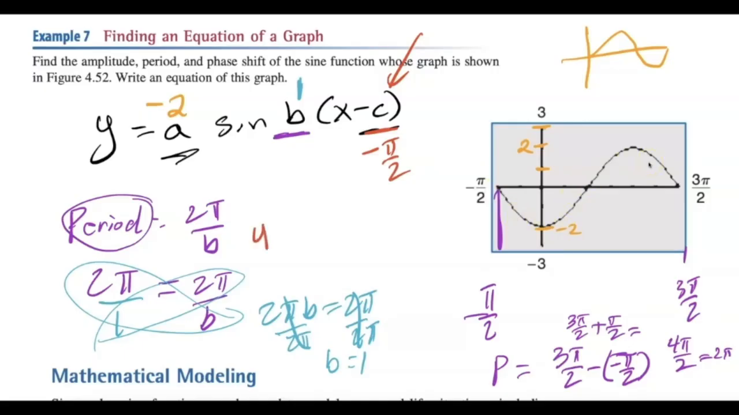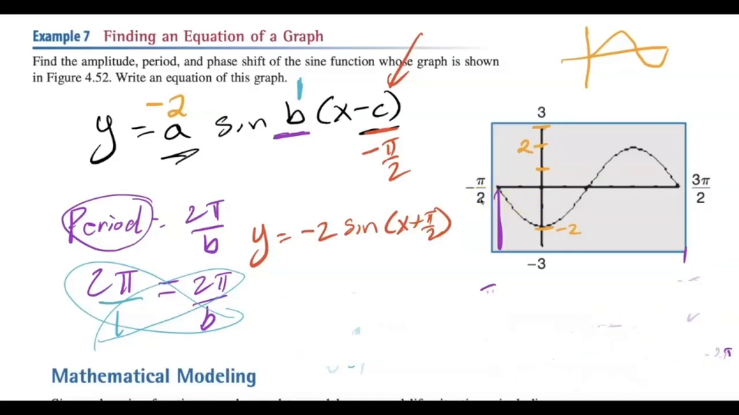My whole equation will be this: y equals -2 sine of x plus pi over 2, right? When you plug in a negative, double negative makes it a positive. That's why we move left. But honestly, that's only one answer. I just realized I could have also done it this way.